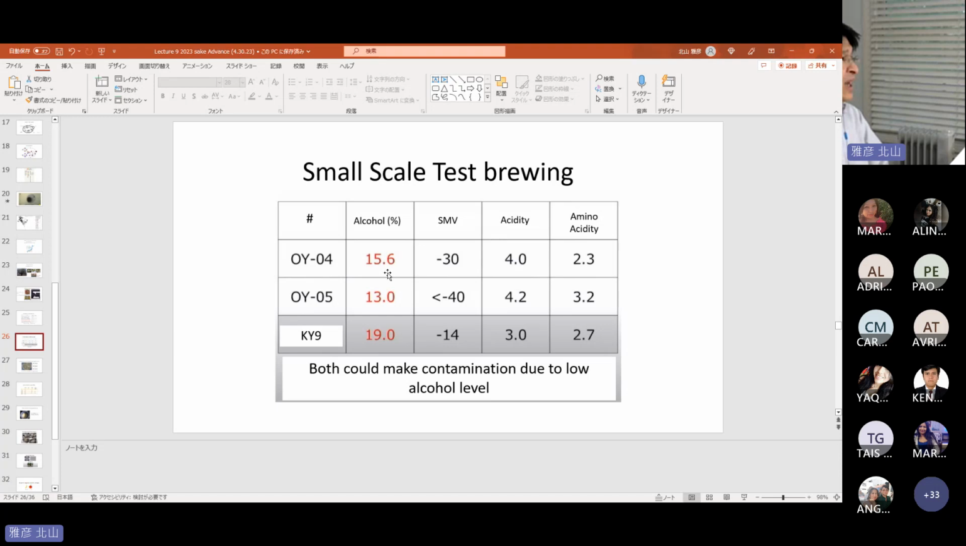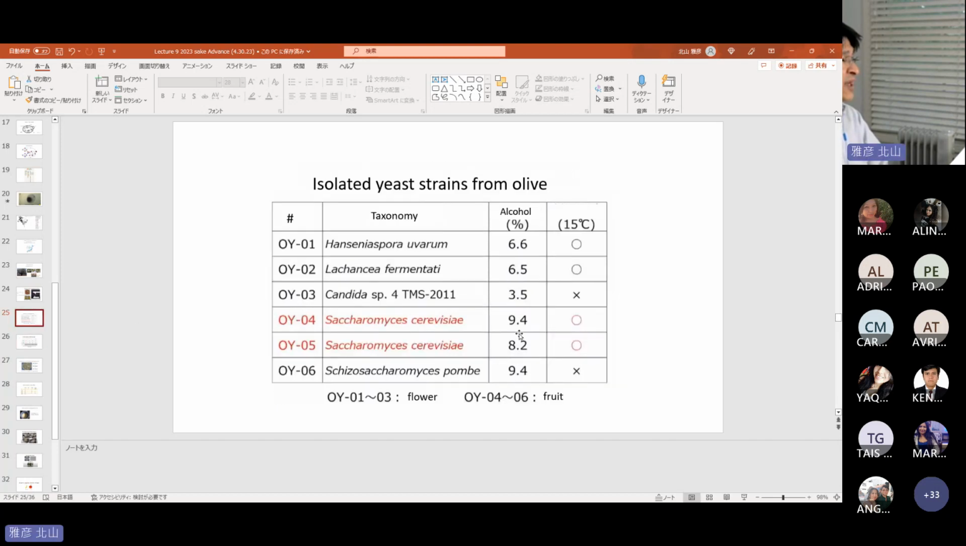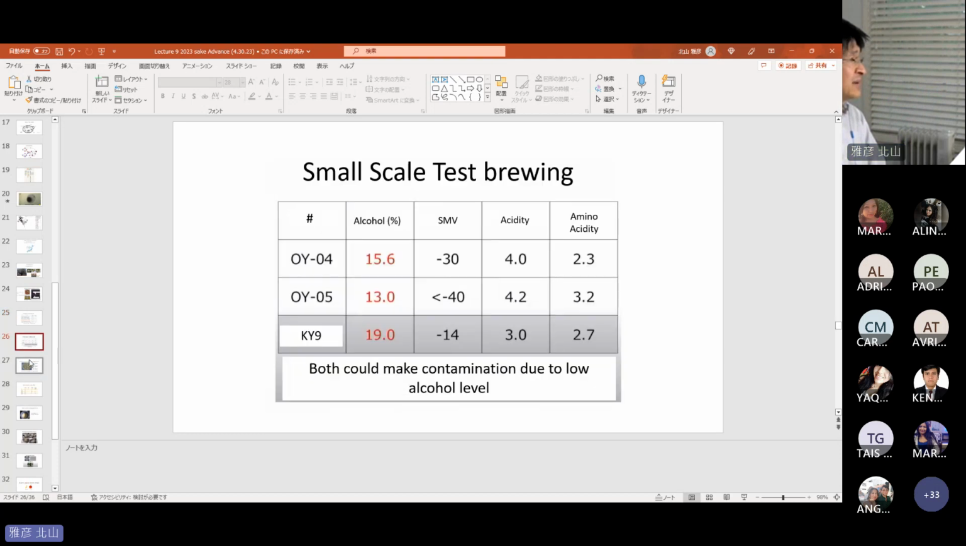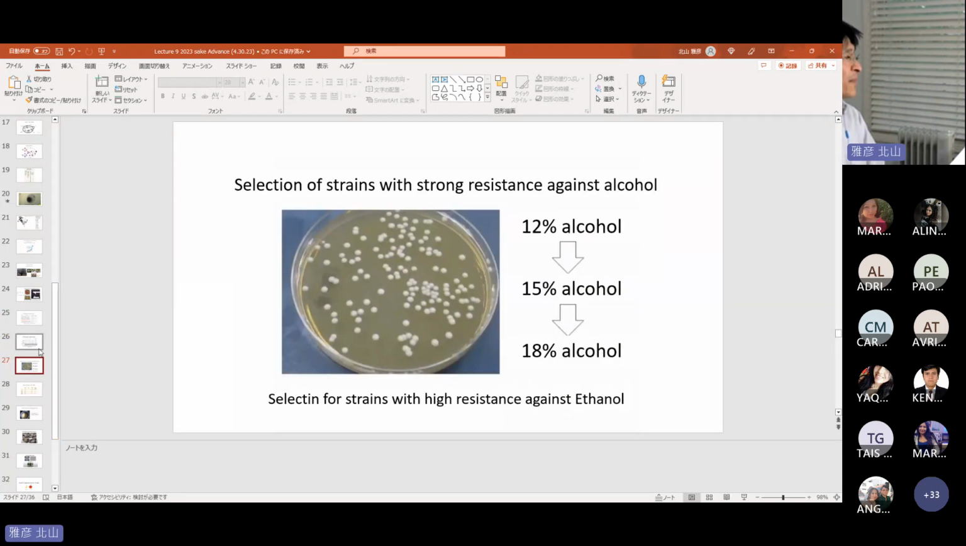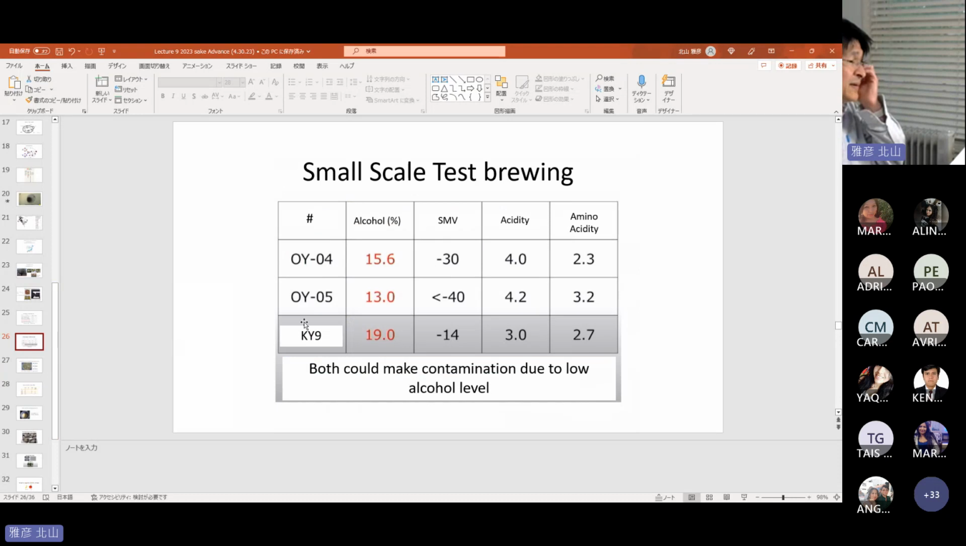And the same thing happened with OY05. It produces 13%, improved from 8.2% alcohol. So by this type of screening, they screened these two yeast strains. And this is a control.